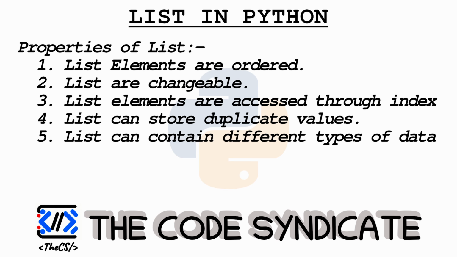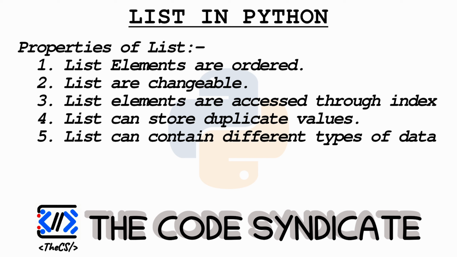Some of the properties of a Python list include: number 1, list elements are ordered. Number 2, lists are changeable. Any element can be added, removed, or updated once we declare it. Number 3, elements are accessed through index. Number 4, lists can store duplicate values. Number 5, lists can contain different types of data.